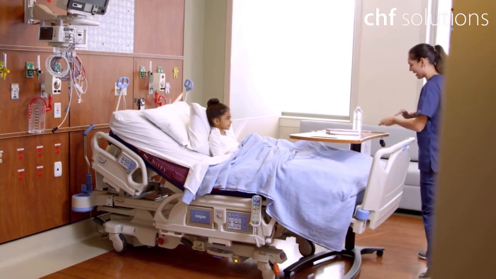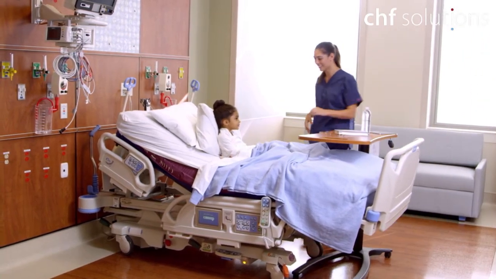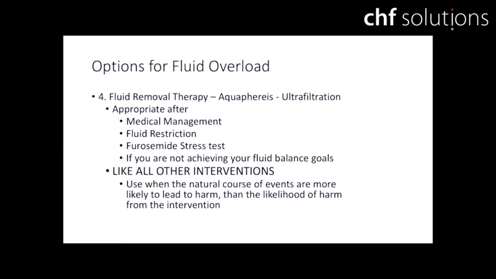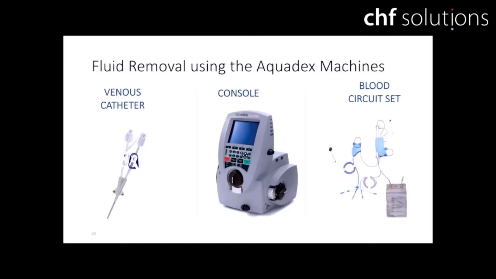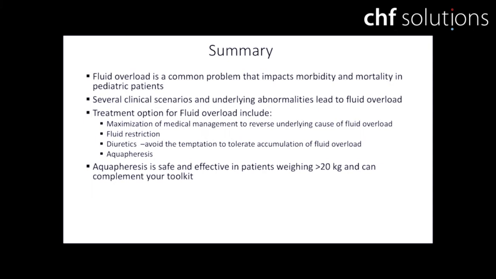And like all other interventions, we use this when we believe that the natural course of events is more likely to lead to harm in our patients than the likelihood of harm from the intervention. And so I want to talk a little bit about the Aquadex machine. It's a very simple concept, and for those of you who've done any type of extracorporeal therapy, you'll find that this is a really, really simple machine.